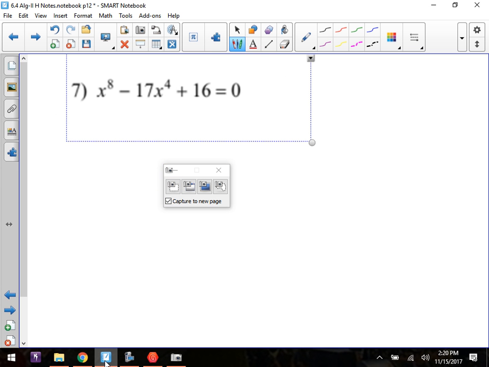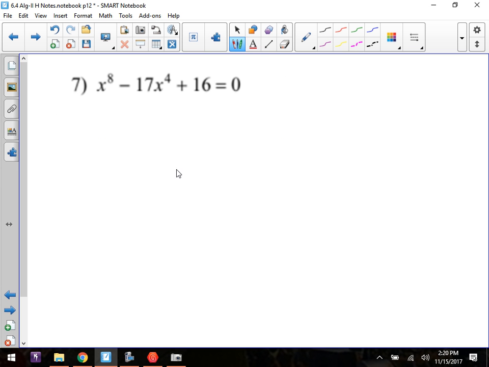When I'm going to this, think of it this way. What times what gives you x to the 8th that are both the same? X to the 4th. So when you're taking a square root, when you're thinking about perfect squares, a square root is technically half an exponent. So if it was x to the 8th and I took half of it, it would be x to the 4th. So this becomes what times what gives 16 that together get negative 17.